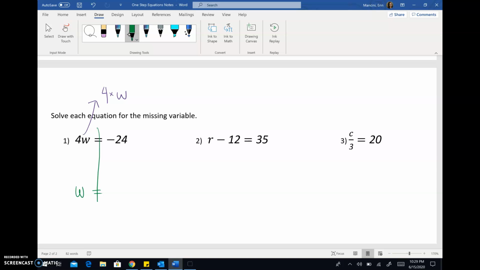In order to have w be by itself, I need to get rid of this 4. So it's 4 times w. What's the inverse of multiplication? That would be division. And why does that work? Well, 4 divided by 4 is 1, and 1w is just w, so it'd be by itself.